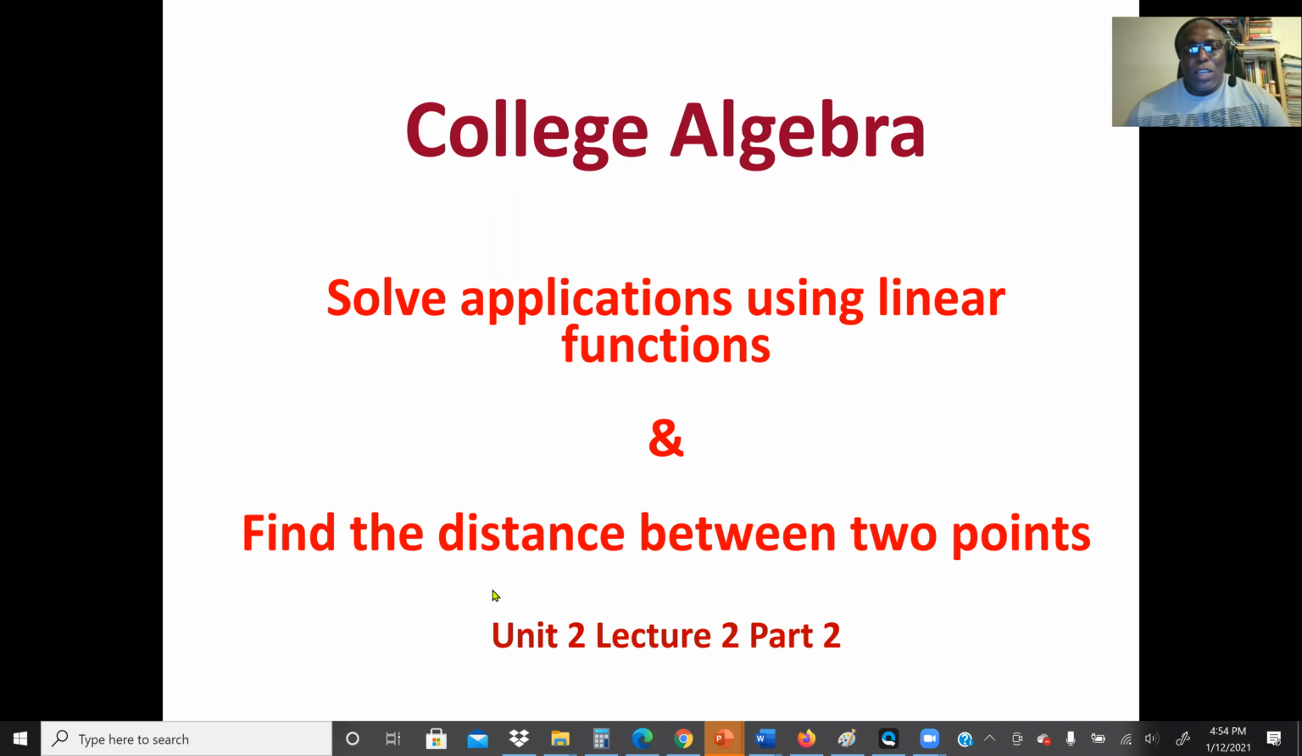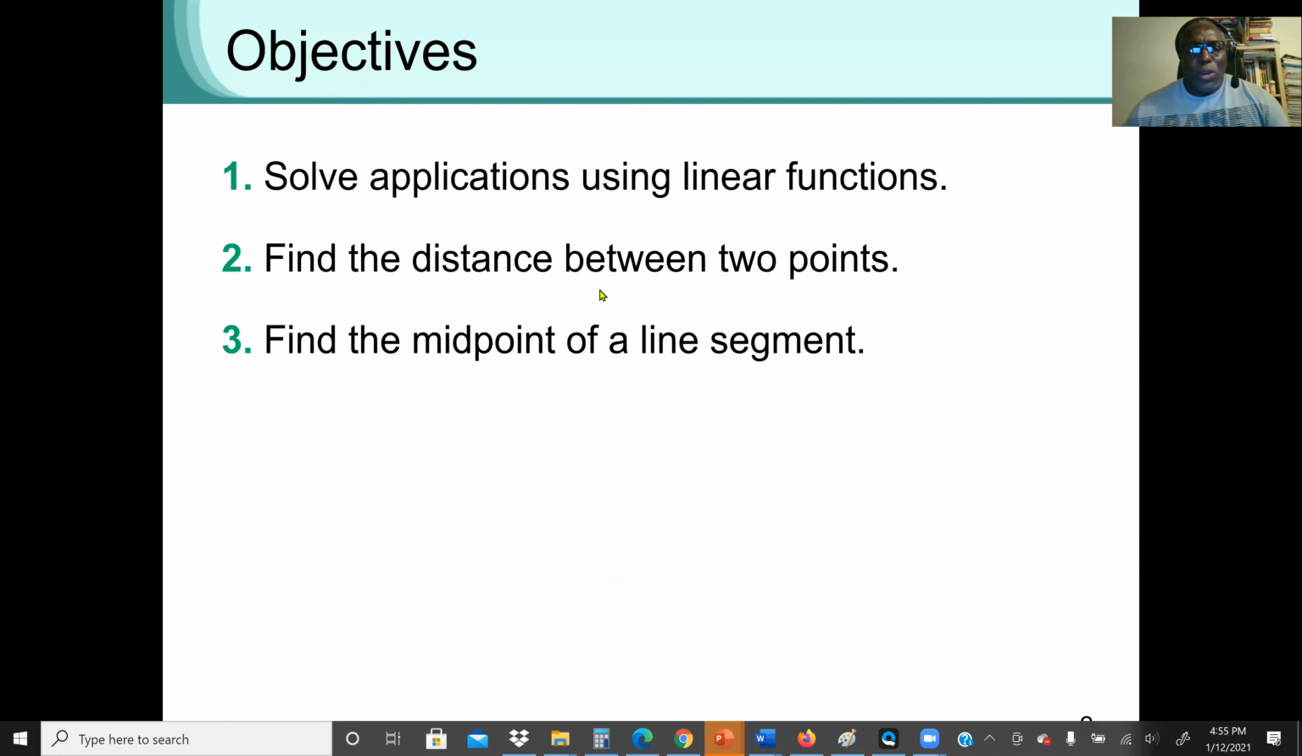Also, we are going to learn how to find the distance between 2 points. There's a special formula we can use. So our main objective is to learn how to solve applications using linear functions and also find the distance between 2 points and also find the midpoint of a line segment. So if we have a line, the midpoint of the line will be the center of the line.